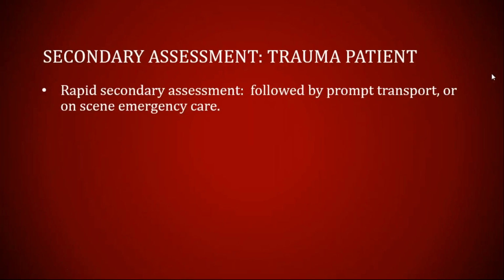Again, obtaining that history, we talked about SAMPLE history when we were going over vital signs and history taking. So utilizing that SAMPLE, utilizing that OPQRST. Now, a little bit more specific when we're dealing with our trauma patients, when we're performing a rapid secondary assessment, this is going to be followed by that prompt transport or on-scene emergency care. So when you would delay as far as transport is if you have to perform interventions in order to actually save that patient's life. So inserting an OPA or an advanced airway, applying a tourniquet, one of those interventions that needs to be conducted immediately.